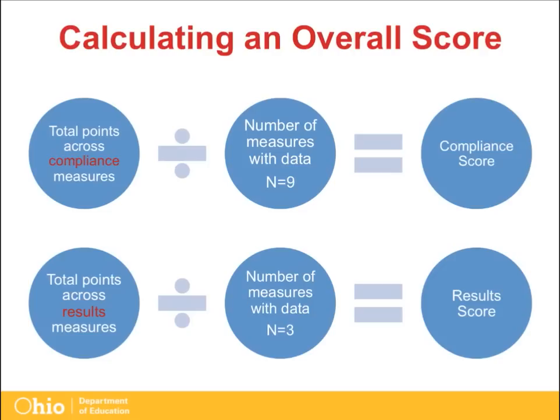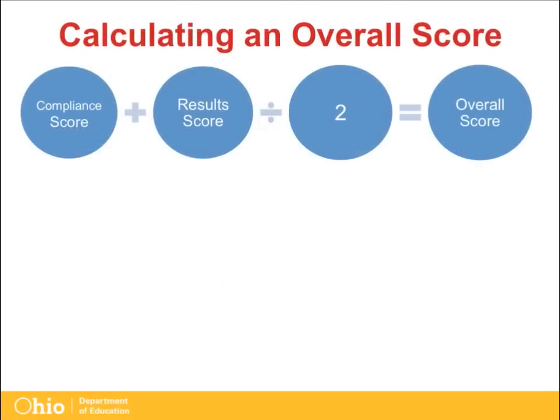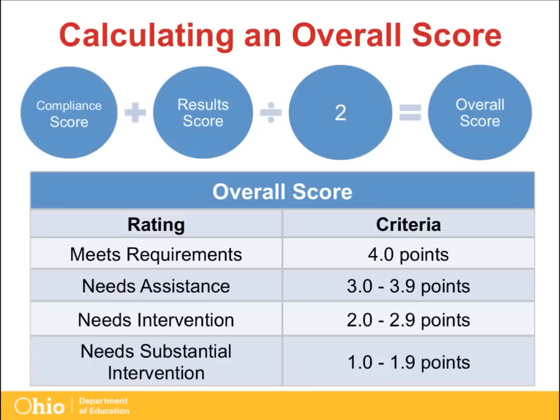We will then total the points across the results measures and divide that total by the number of measures for which the district has data. This number of measures can be up to 3. The results of this calculation provides the results score. We'll then calculate an average of the compliance score and results score to arrive at an overall score. The overall score corresponds to a point range for each rating category. These point ranges are the same as those used for the current rating process, based only on compliance measures.